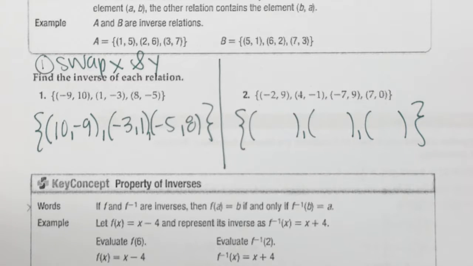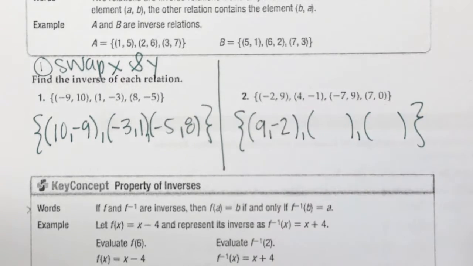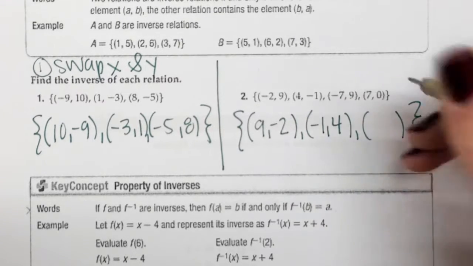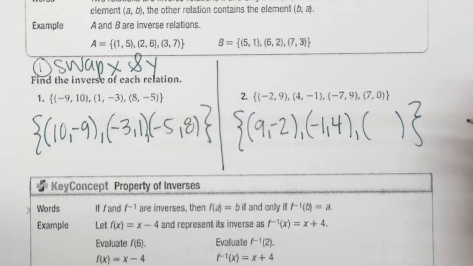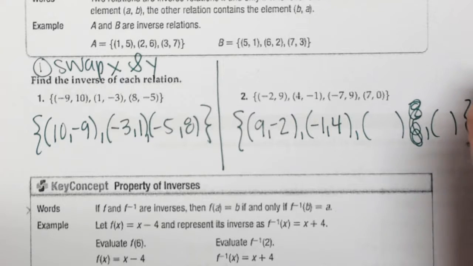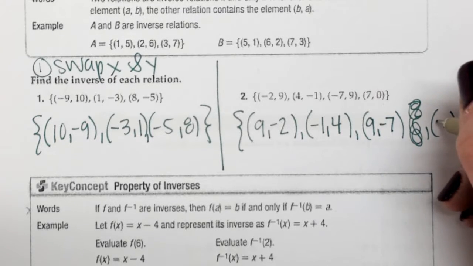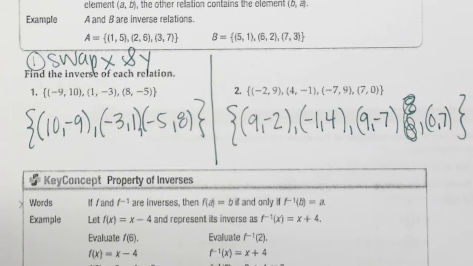So, Brandon, my first coordinate point would be what? Good. Toby, my next one? Good. Julia, my last one. Oh, sorry, I skipped one. Go ahead. Good. And last one, anybody? Yes, that's all. So for a relation, you just swap x and y.